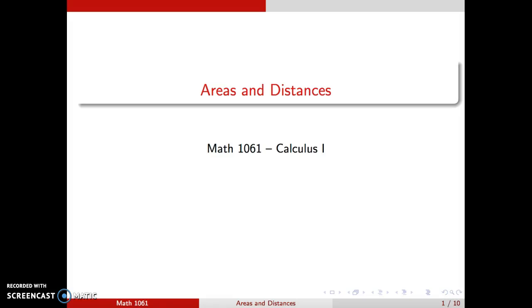Hello, in this video we're going to be looking at two topics, two special applications as kind of a segue into a much broader branch of mathematics. We're looking at areas and distances, and what we're getting into is an area of calculus called the integral calculus, which is the other main branch of calculus after differential calculus.